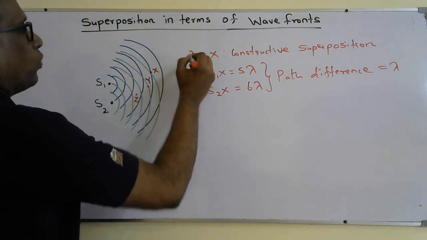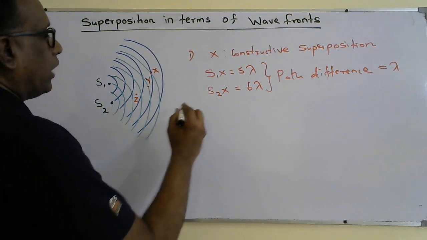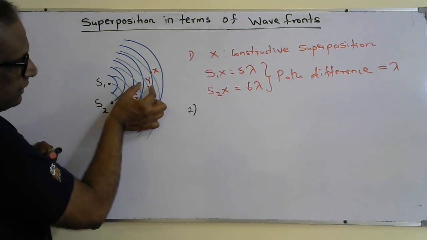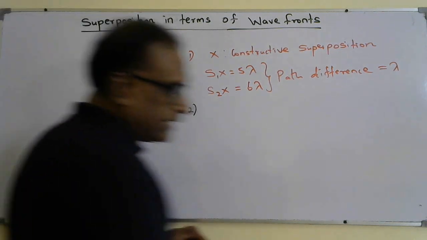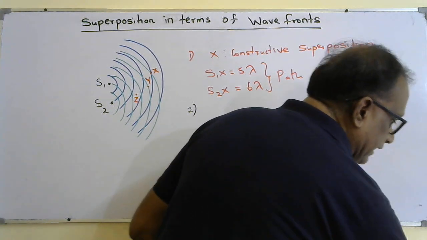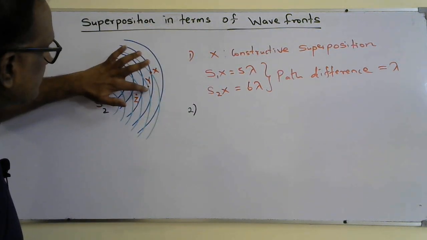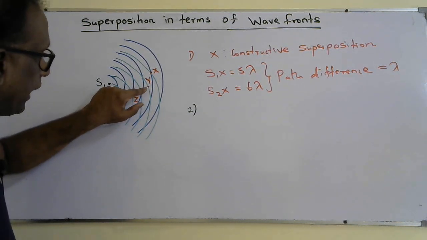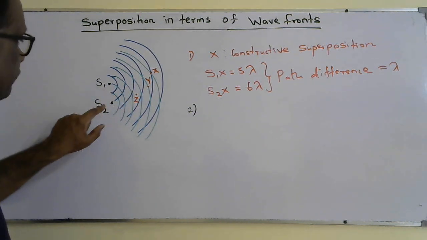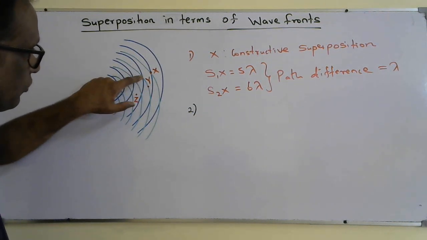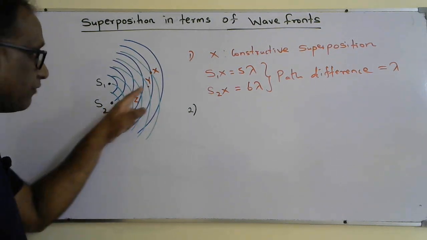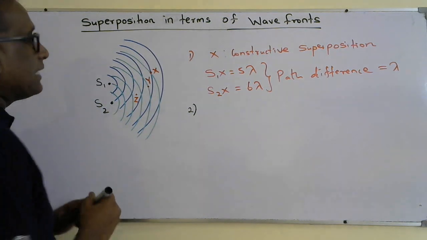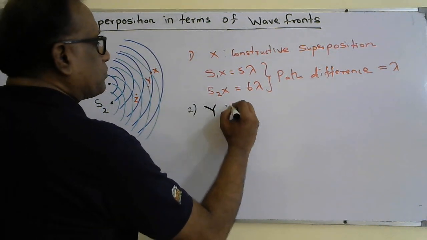When I consider Y, what type of superposition will occur? At Y, there is a green line and the gap between the blue lines. A green line is a wavefront, so it's a crest, and between two blue lines means a trough. So the point Y is at a crest of the wave from S2 and a trough of the wave from S1. So there will be destructive superposition because a crest and a trough are overlapping.